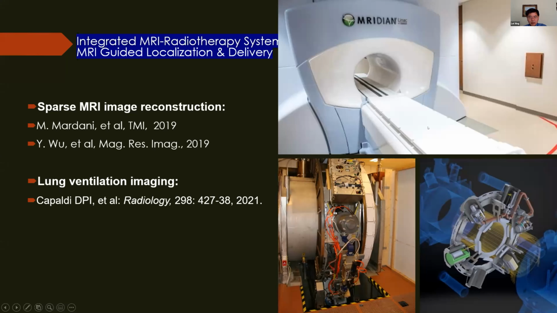This is our MR Linac machine. It's the same thing, sparse reconstruction. You can use that to speed up the MR reconstruction too. In a nutshell, this is a hybrid between a linear accelerator and an MR system. The MR provides real-time images to guide the delivery of radiation to the patient.